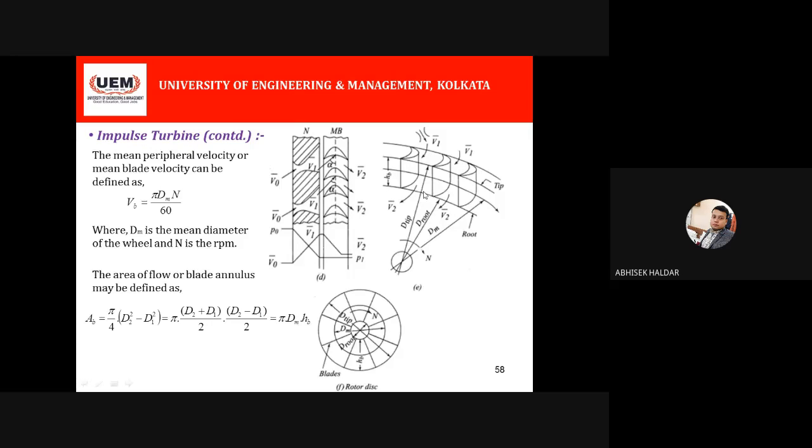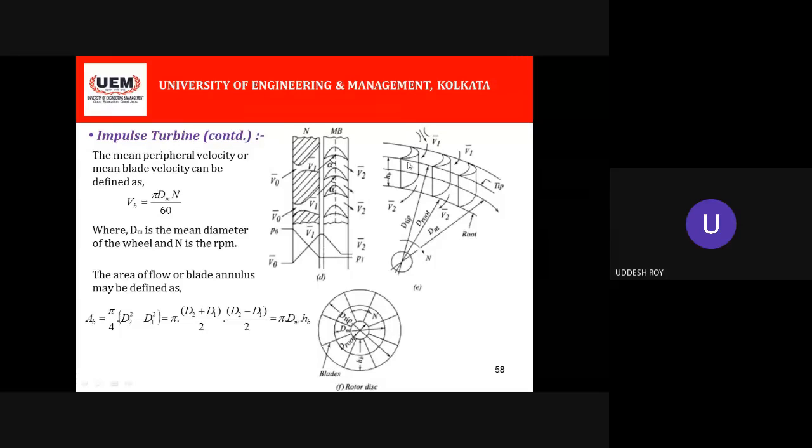Okay, and D2 minus D1. D2 minus D1 means this space. D2 minus D1 by 2, I will get this hb or not? I'll get this hb because this is shown only for the radius. But if I take the diameter for the whole thing, this D tip minus D root, that means D2 minus D1 by 2 will give me this hb or not? Are you getting my point?